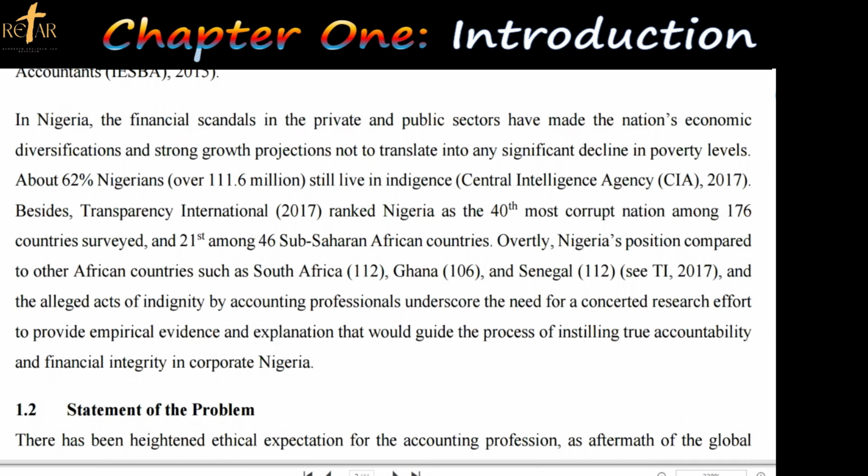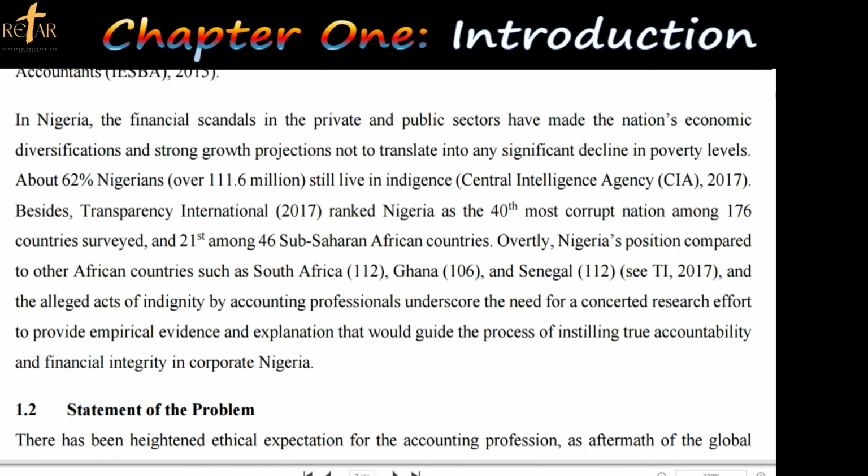Okay, besides, this is another international organization. Transparency International ranked Nigeria as the 40th most corrupt nation among 176 countries surveyed, and 21st among 46 sub-Saharan African countries. Now, overtly, that is Nigeria's position compared to other African countries such as South Africa, and this is the ranking of South Africa, Ghana and Senegal, and the source is provided there.